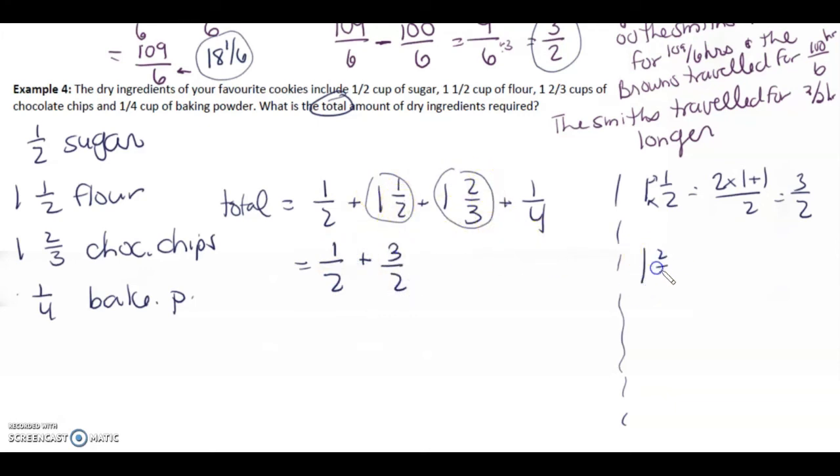Now, 1 2/3 is going to equal 3 times 1 plus 2, and that's over 3. So 3, 4, 5. So I get 5 over 3. So replace 1 2/3 with 5 over 3. Bring down the 1/4. Okay, and we're flowing down the page every single time. Now, this is a little bit more tricky than the ones that we've seen. We want to find a common denominator of 2, 3, and 4.